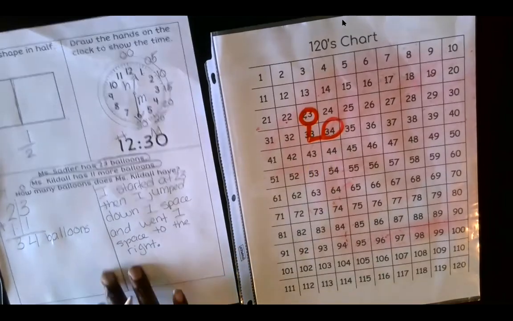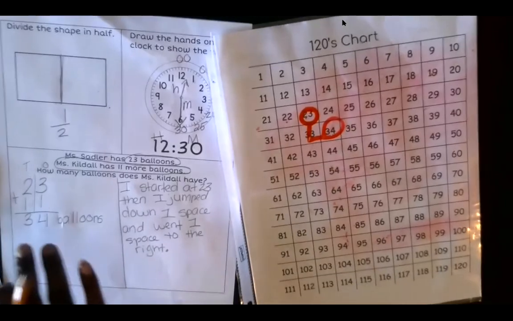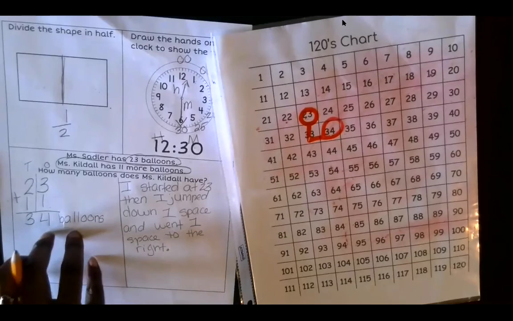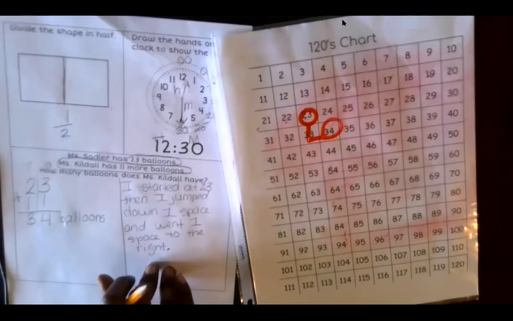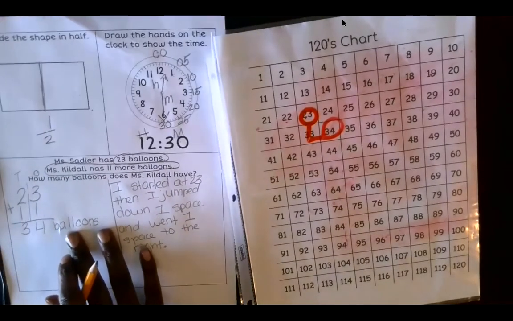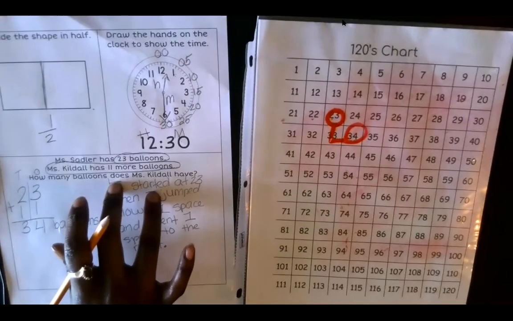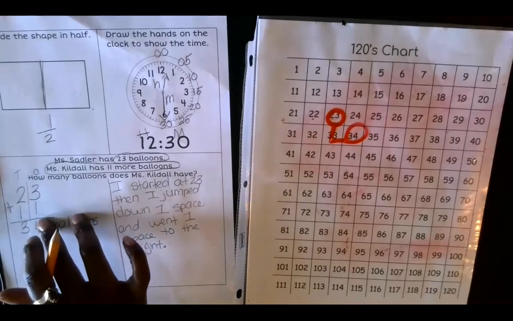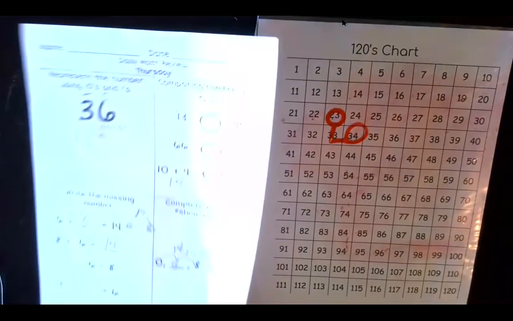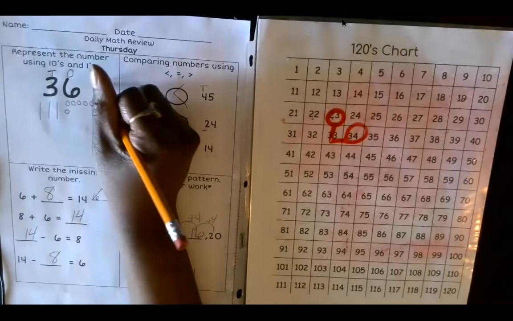So I solved this problem two ways. I used an algorithm, a math problem, and I also used my hundreds chart. Use the strategies that we learned yesterday. You can draw a picture using your tens and ones here too, and a math problem, okay? So if you got 36, kiss your brain.